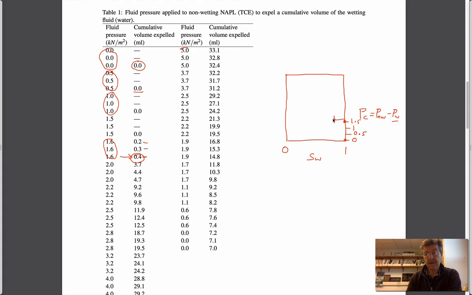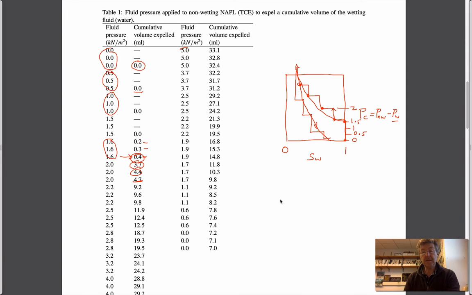As you increase the pressure to 2, then you expel some more fluid, ultimately this. So you go across here. And so incrementally, you end up being able to create these points. These points, if you join them, basically represent the drying curve. And on the way down, you create the imbibition curve in the same way. So you're able to do that.